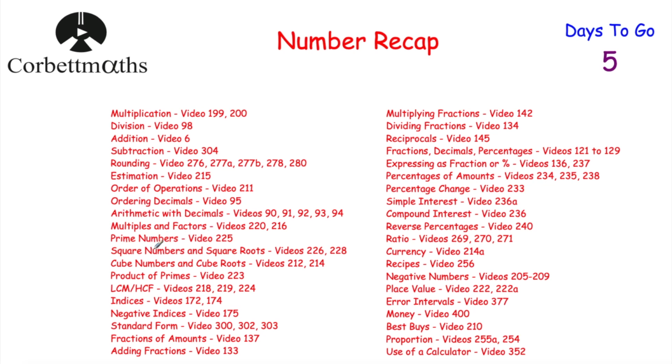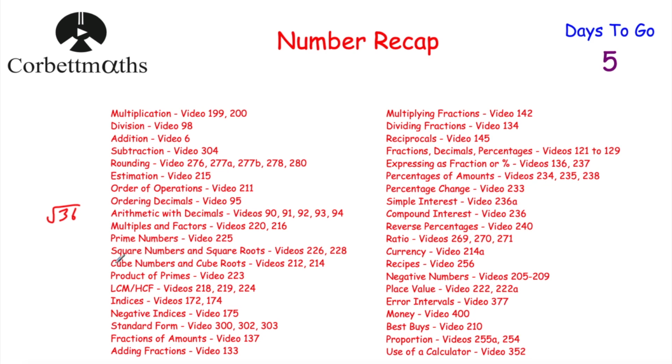Square numbers, so square numbers and square roots, so your square numbers, so how to square a number, remember the little 2 above it, and that means to multiply by itself, and the square numbers, 1 squared is 1, 2 squared is 4, 3 squared is 9, so 1, 4, 9, 16, 25, 36, 49, 64, 81, 100, 121, 144, and so on. Your square roots, that little square root symbol like that, so if you've got the square root of 36, that would be 6, because 6 times 6 is 36.